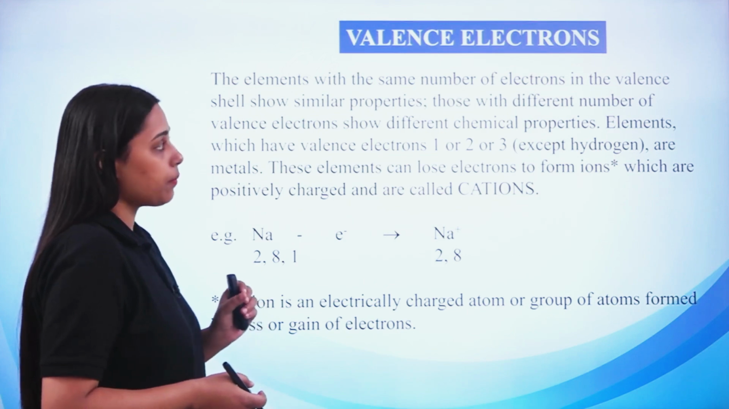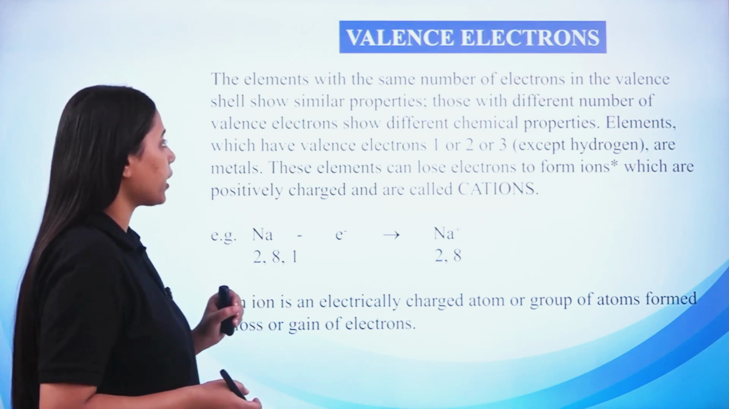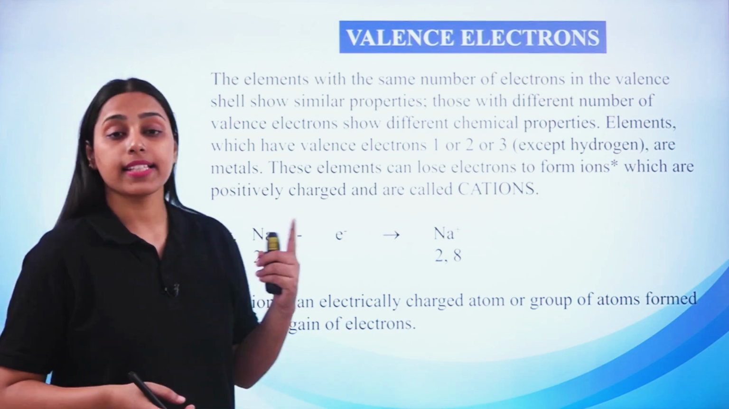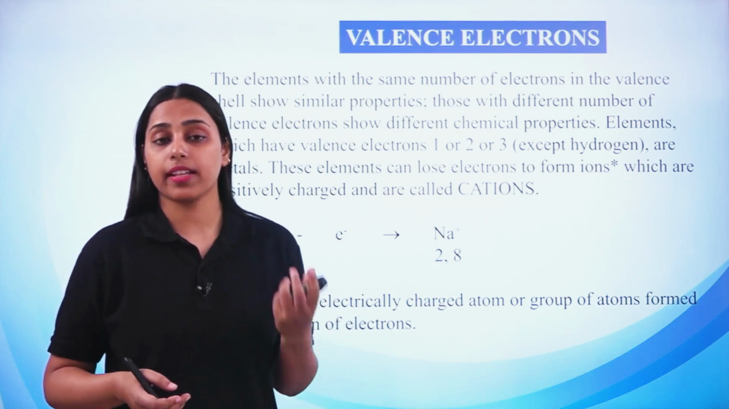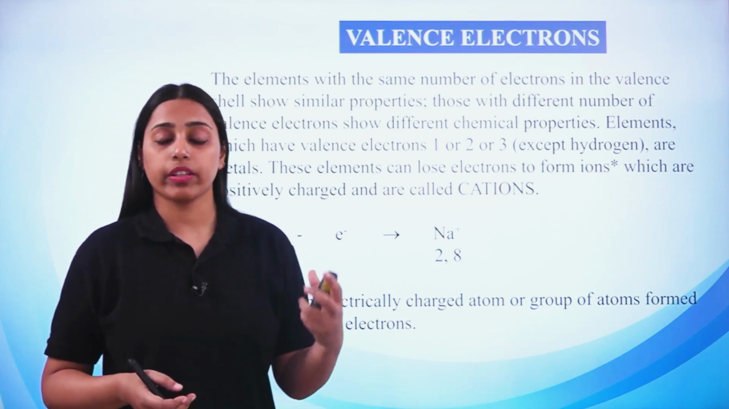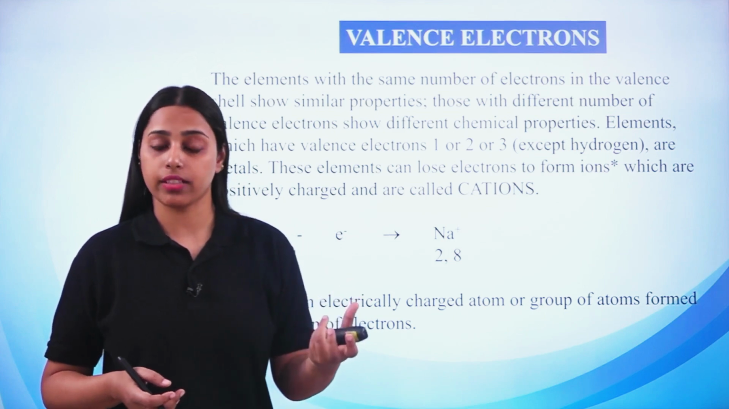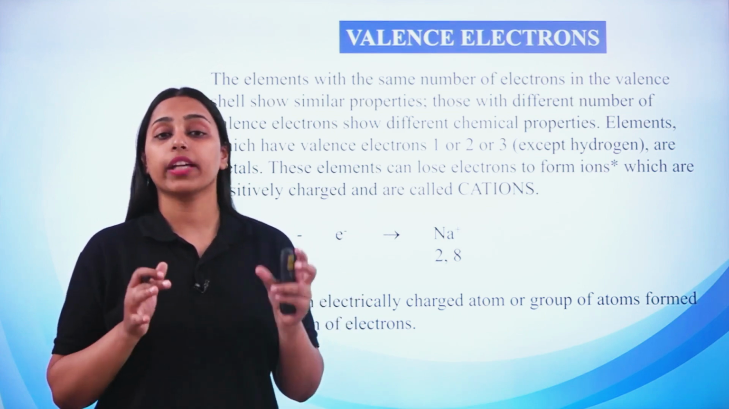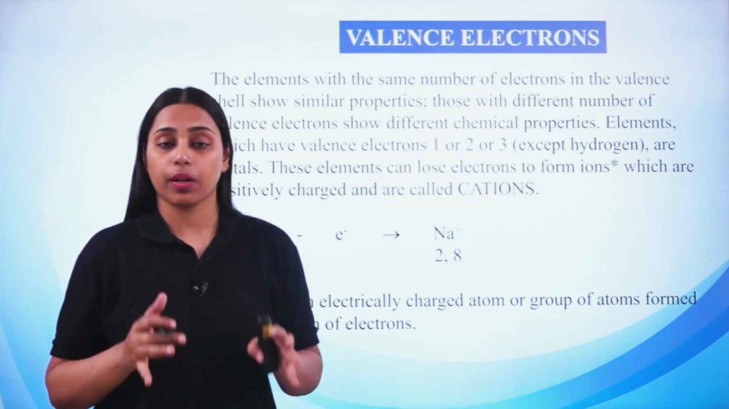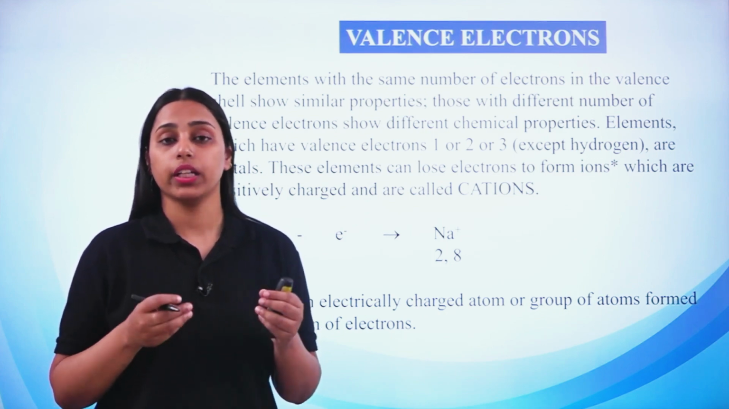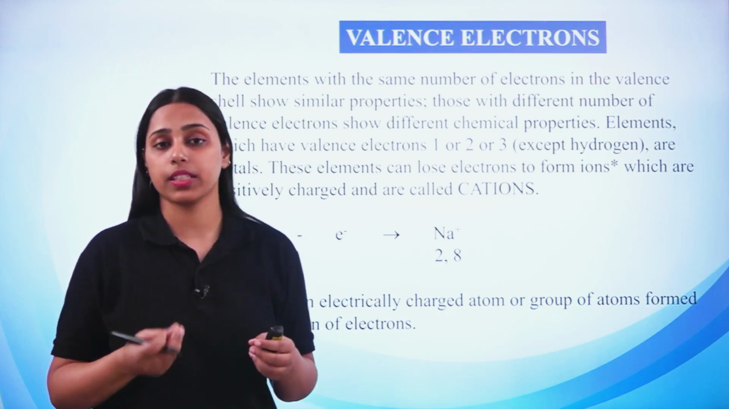The elements with the same number of electrons in the valence shell show similar properties, and this is the characteristic found in the elements that belong to the same group. So when we are saying group 1, they have one valence electron in their outermost shell, so they are going to have similar chemical properties. The group 1 elements include lithium, sodium, potassium, rubidium, cesium, francium.